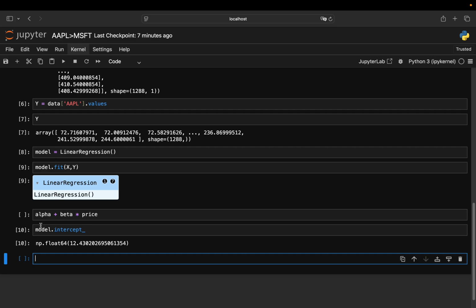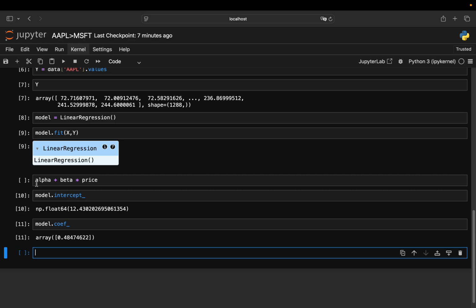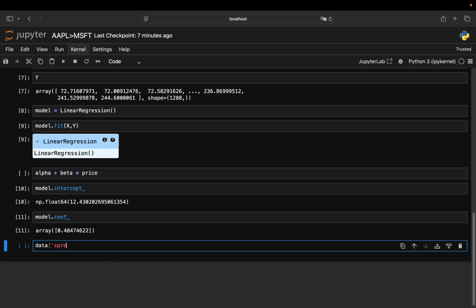Then we need the slope or the coefficient, and that is simply in model.coef. And this is the slope or the beta of this correlation. So we have this parameter, we have this parameter, and that is just going to be the price of Microsoft, so we can model the spread easily. So the spread is just the price of Apple minus, and then this expression. So just the alpha plus the beta times the Microsoft prices.